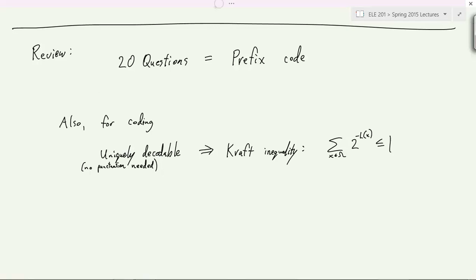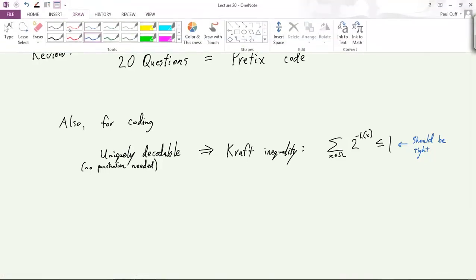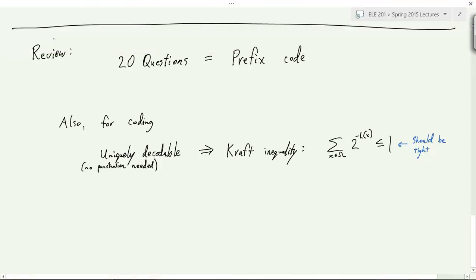So if it's uniquely decodable, it satisfies Kraft inequality. This should be tight. By tight, I mean there's no reason to make this loose if you're trying to shorten code word lengths. If this is loose, it means you can reduce one of your code words without ruining the prefix condition. So we should always make that tight.